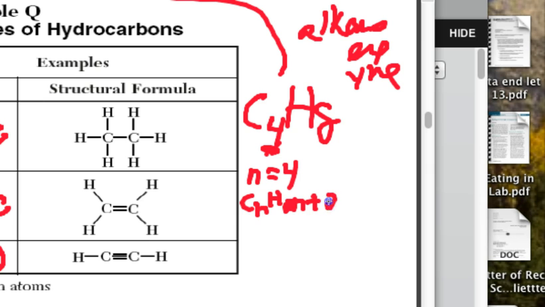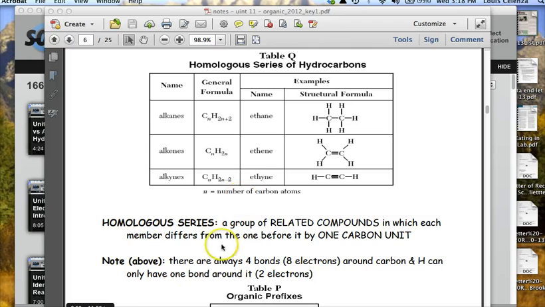So you have CnH2n plus 2. If I plug 4 in here, I'm going to get C4. And then I have 2n, which would be, of course, 4 times 2 is 8, plus 2 is 10. Well, that's not the formula I was given. So you know that this is not an alkane. Let's try the next one. Next one is CnH2n, and I gave you C4H8. If I plug 4 in here, I get C4, and 4 times 2 is 8. So I know that this is an alkene.